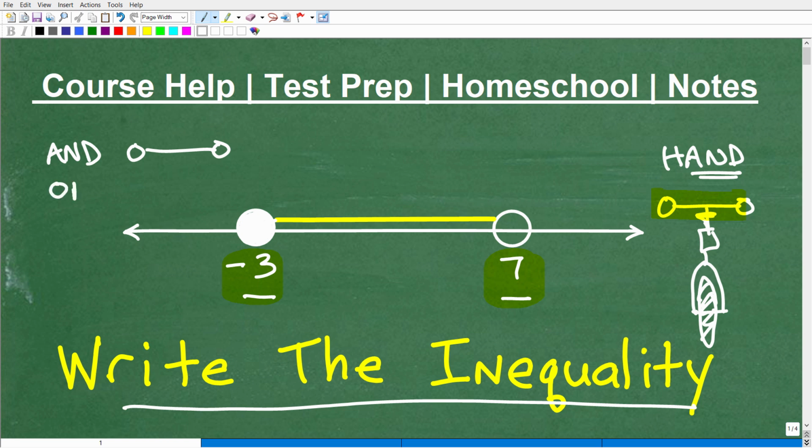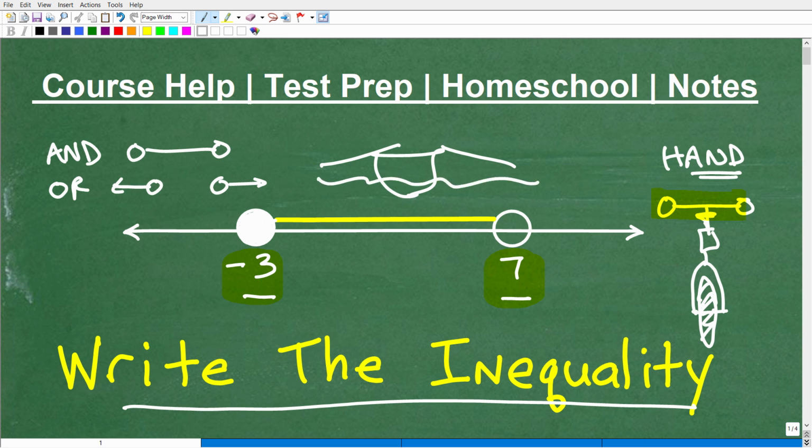When you're dealing with an or statement, those graphs look this way, like the oars of a boat. So here's a little rowboat, and here are people at their oars in the water. Or statements look like this. If this graph was two arrows going in opposite directions, that would be an or statement. But if it's one bar connected with these two circles like this, that's an and statement. It looks like a handlebar, hand. So this is the way we say it: all numbers greater than or equal to -3 and less than 7.